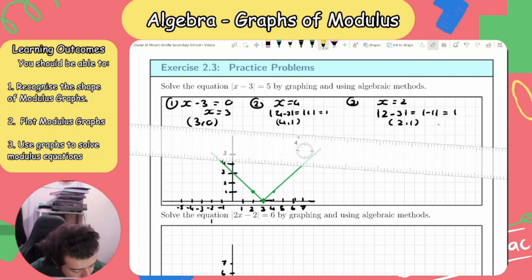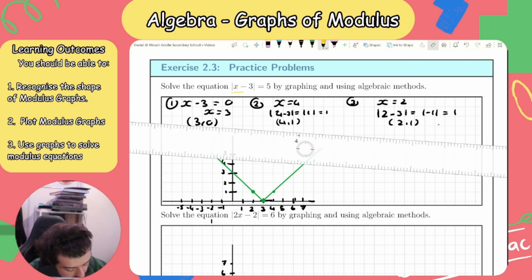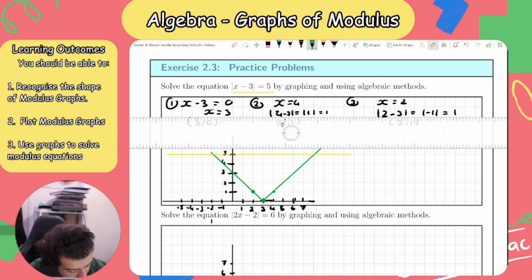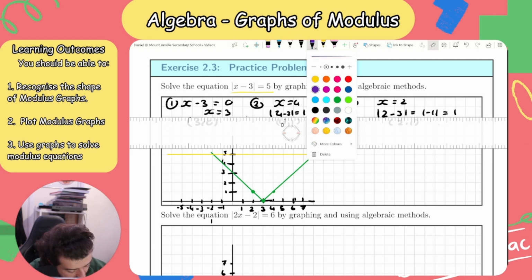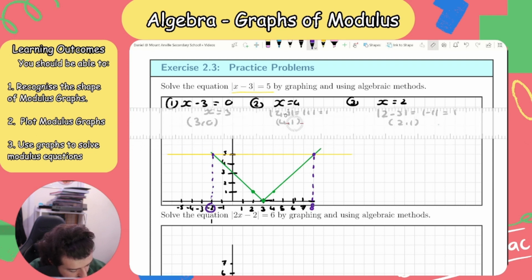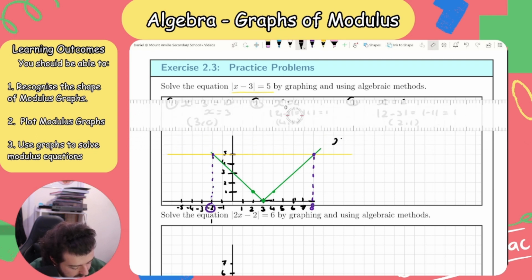Right, now it's asked me to solve the equation |x minus 3| equals 5. So I have to go to where my function is equal to 5, go across, and I see it intersects here. And if I bring that down, that's going to be x is equal to 8. And if I bring this down here, x is going to equal -2. So graphically, x equals -2 and x equals 8.